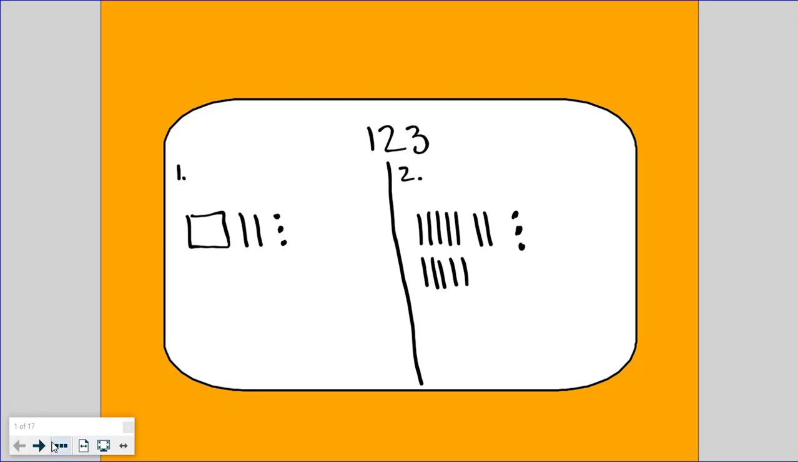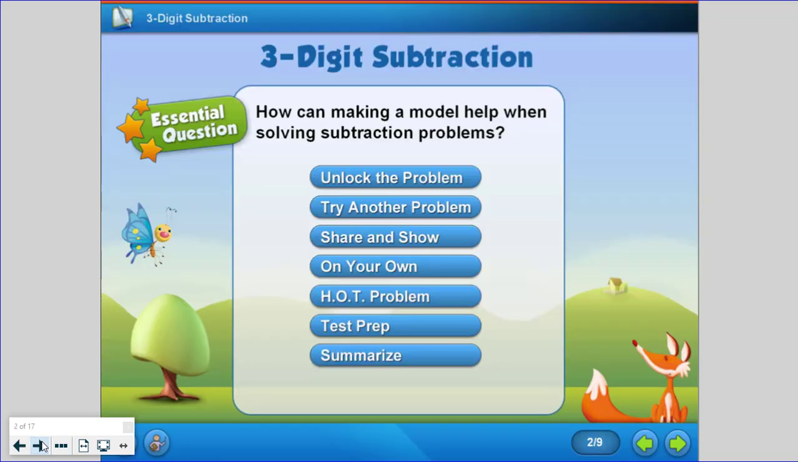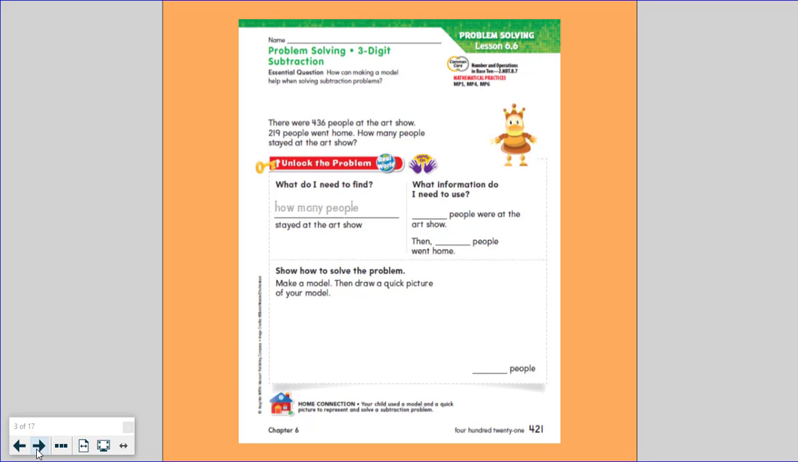Alright, let's go to our first page and see why exactly Mr. Gentry wanted us to do that for our warm-up. Our essential question says, how can making a model help when solving subtraction problems? So today we're going to be solving subtraction problems, and we're going to use models for three-digit numbers to help us, which is what we just did when we made a quick picture model for the number 123.